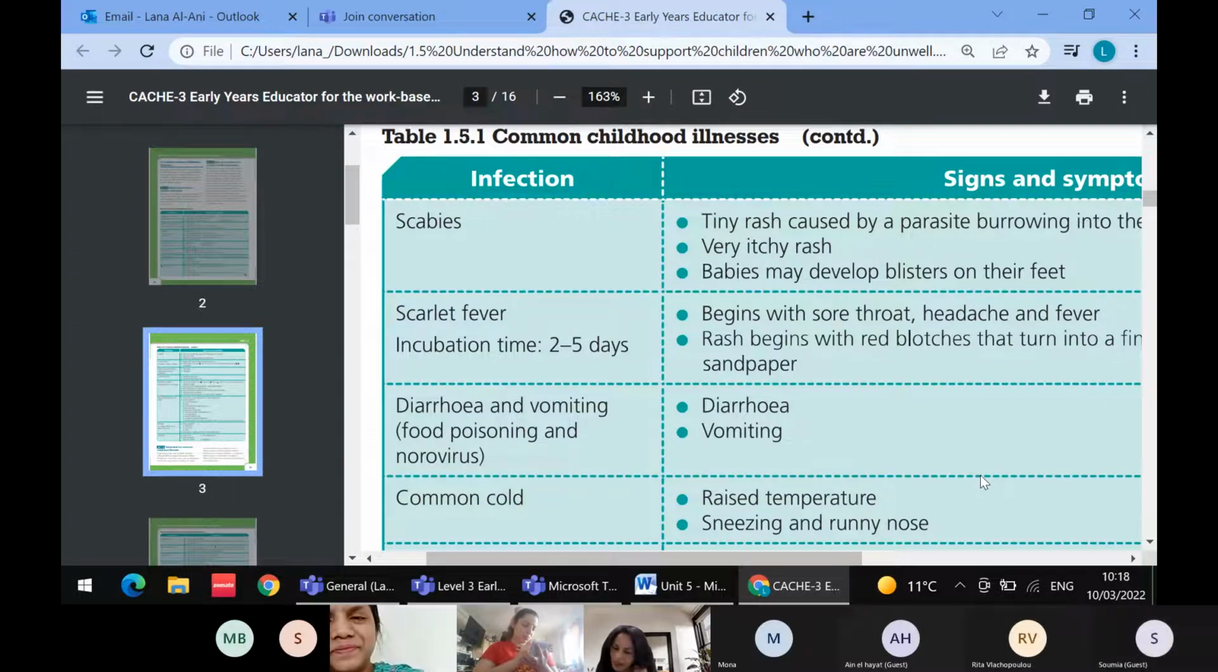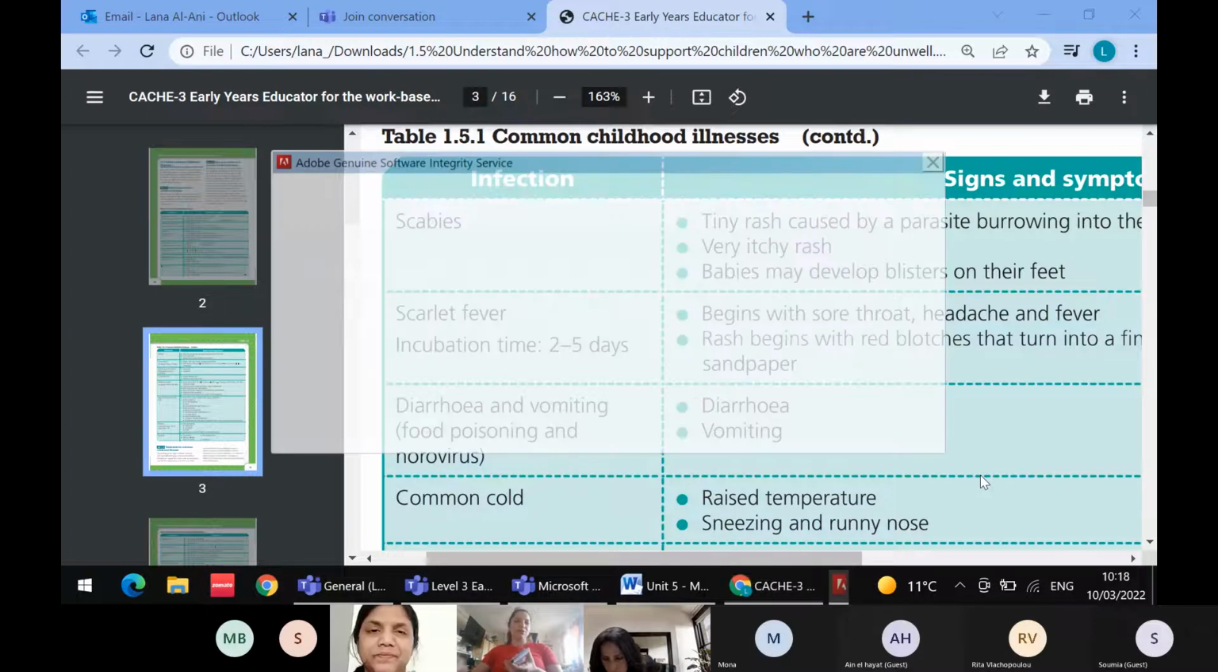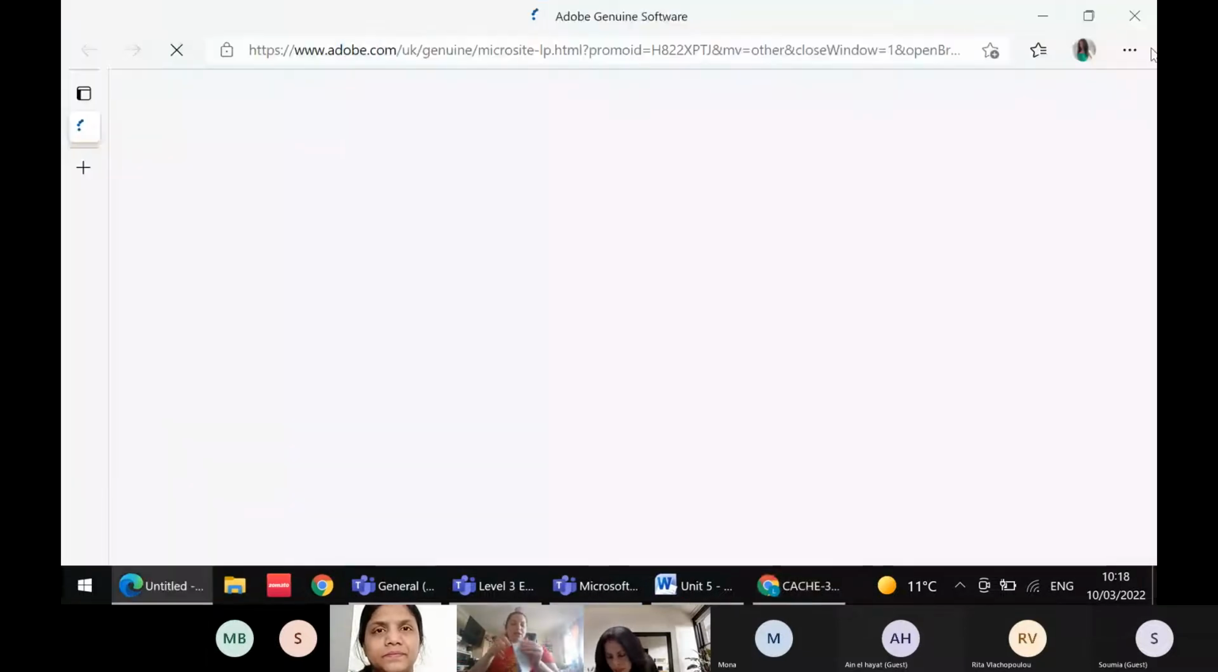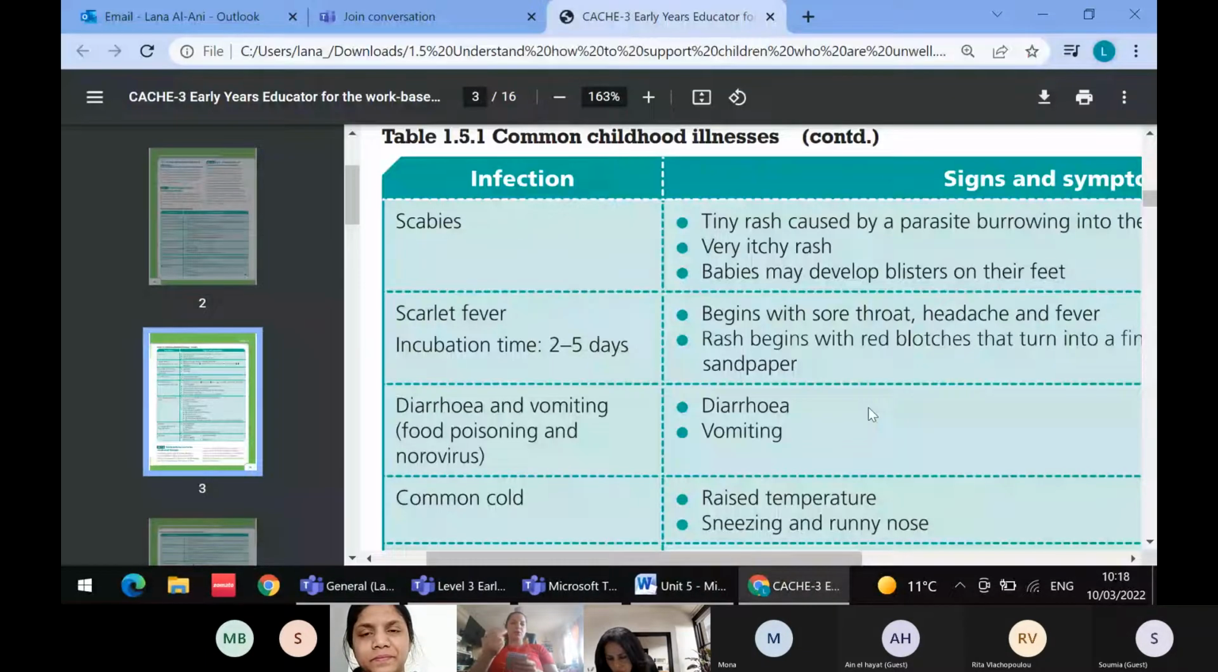Yeah. How about diarrhea and vomiting? Do we know anything about diarrhea and vomiting? Maybe when children eat or drink something, they vomit. Yeah, vomiting, absolutely. They wouldn't keep anything inside. Yes, and their stool becomes so soft.